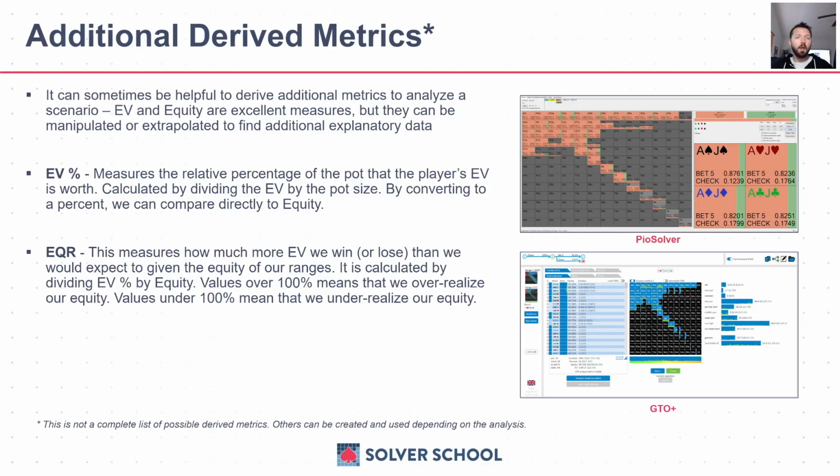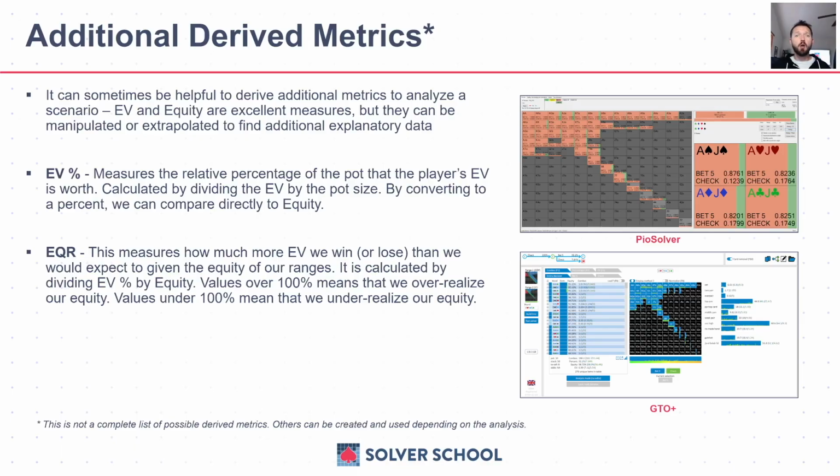We can also compare things to equity, which helps lead us to the next metric of equity realization, or EQR, which measures how much more EV that we would win or lose than we would expect to given the equity of our ranges. Now, equity realization, or EQR, is calculated by dividing the EV percentage by the equity. Values of over 100% here means that we will over-realize our equity. And values of under 100% mean that we will under-realize our equity.